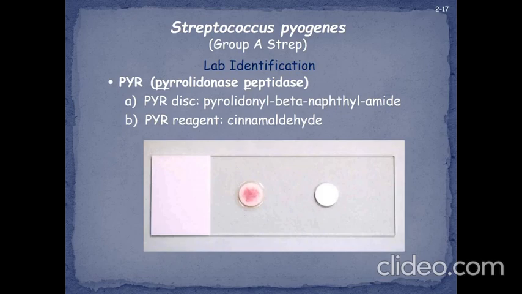This is the PYR test, and it's a handy little test. It's really convenient, can be done fast, and helps a lot to differentiate certain organisms, one from the other. Now, PYR, this stands for pyrrolidinase peptidase, so PYR. And the concept of this test, and we'll go step by step through it in a minute, but we have this PYR disc, pyrrolidinyl beta naphthylamide, and this disc will break down the organism. So then we add the PYR reagent over the top of that, this cinnamaldehyde, and we'll get a reaction. But let's take a look at it in more detail on the next slide.